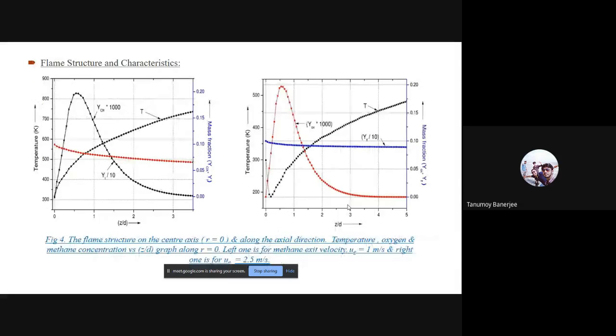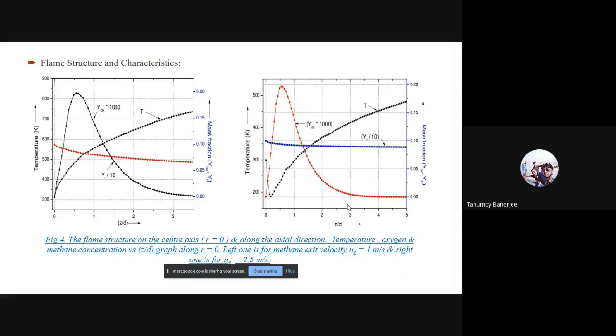Now the flame structure and characteristics. Here we have done some analysis on the center axis, along the axial direction in our domain, to calculate the temperature and the oxidizer and methane mass fraction for different methane exit flow velocities of 1 meter per second and 2.5 meters per second from the burner port.